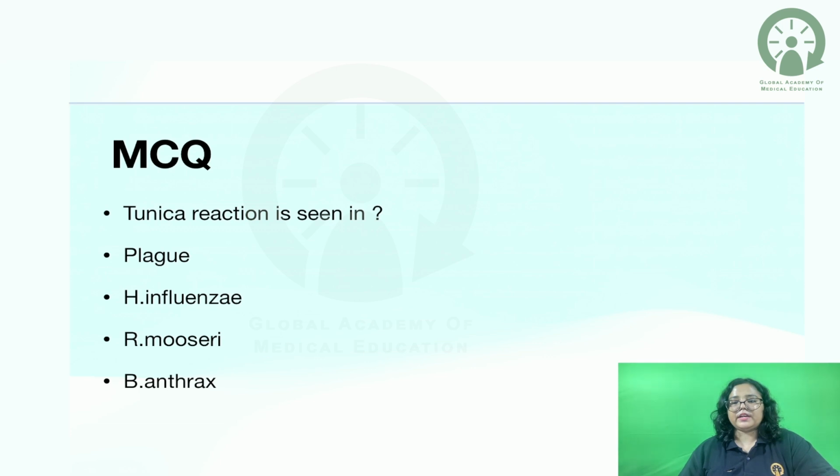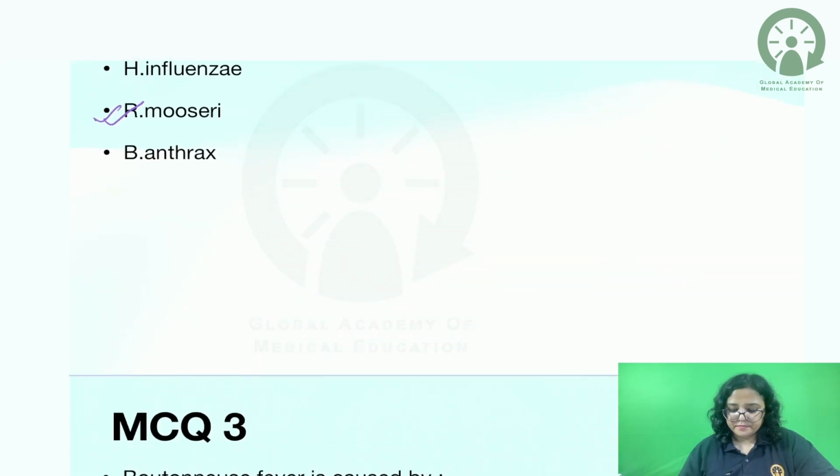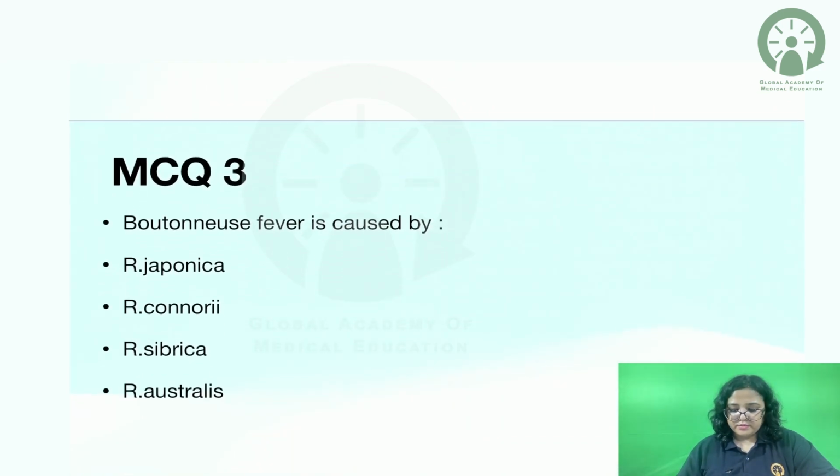The Tunica reaction is an experiment where we inject intraperitoneally the antigens of Rickettsia typhi, as a result of which in the guinea pig there will be scrotal skin inflammation and the testis will be pulled into the abdomen. So this is known as the Tunica reaction, which is seen in the typhus group, caused by Rickettsia mooseri.